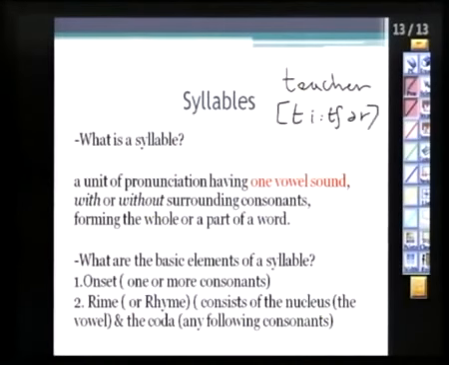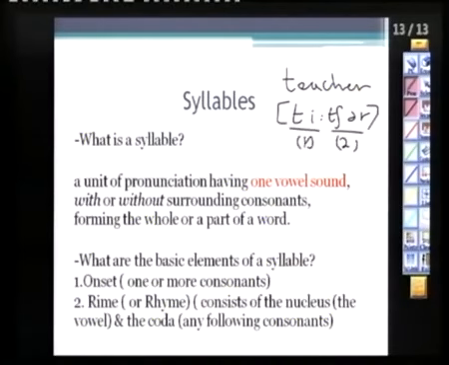Let's look at the word teacher. How many syllables do I have in the word teacher? How do you know that? What did you count? The vowels. You said T, then you said ch. So this is the first syllable. This is number 1. And this is the second syllable.